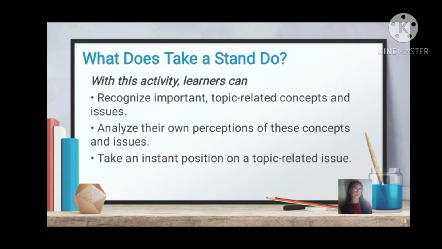So, what does Take a Stand do? With this activity, learners can recognize important topic-related concepts and issues. Learners can analyze their own perceptions of these concepts and issues. Learners can take an instant position on a topic-related issue.